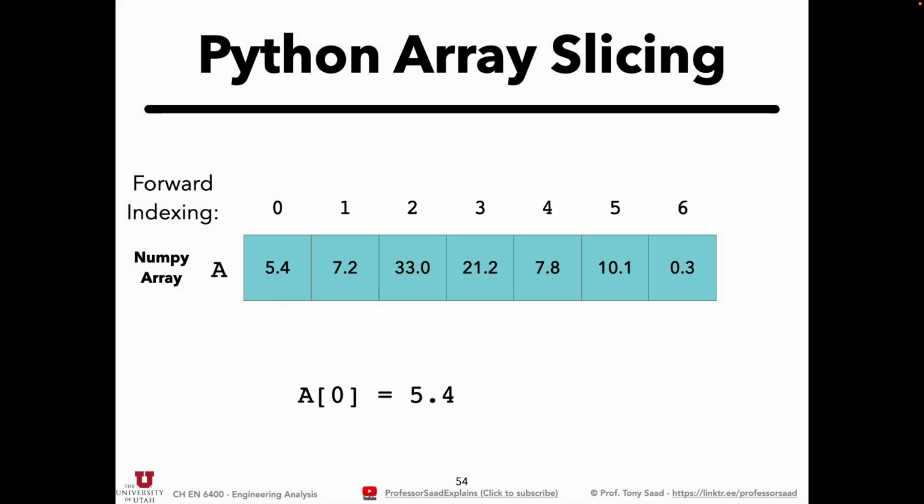So for example, A0 is 5.4. A3 is 21.2. Agreed? Because that's the index here. At 0, I have 5.4. At 1, I have 7.2, and so on. But what's also cool about Python, these people who design Python are really smart, is that you can index backwards.